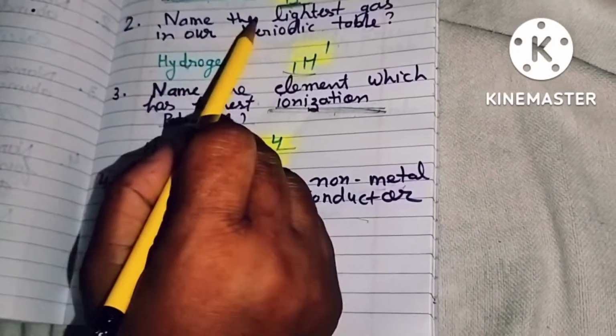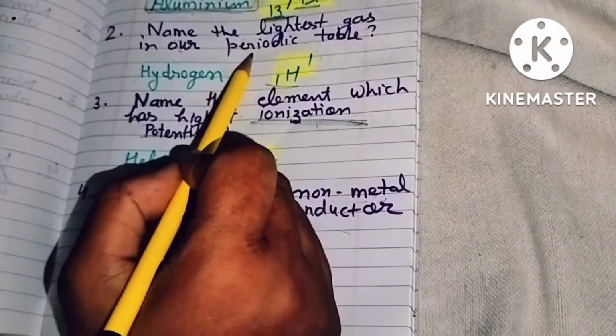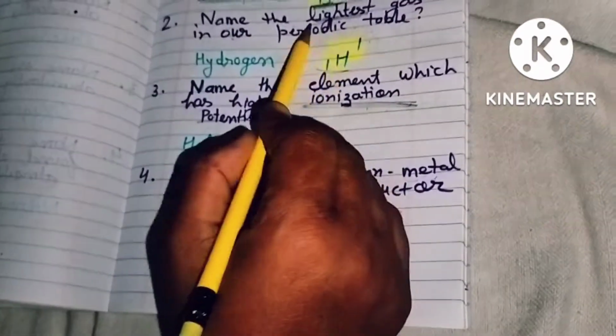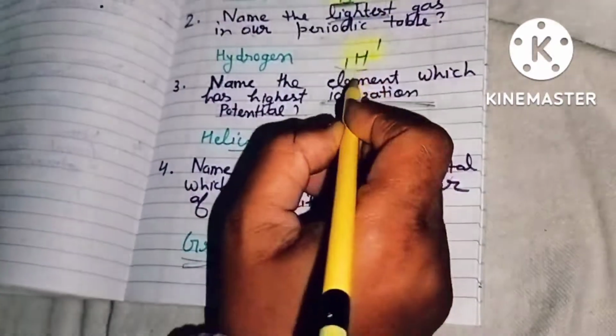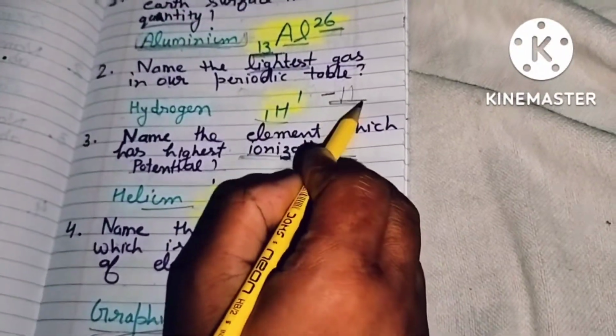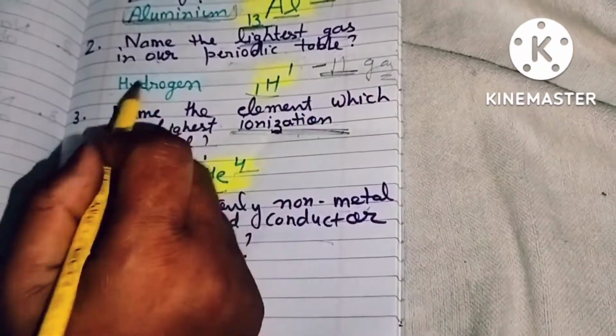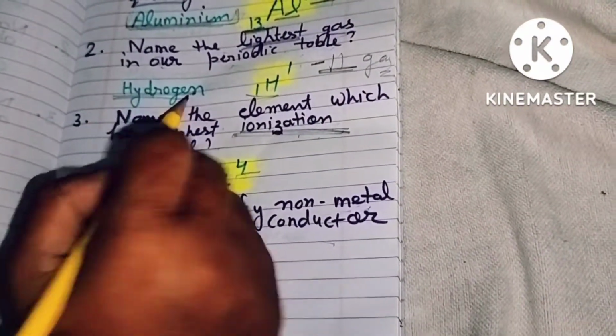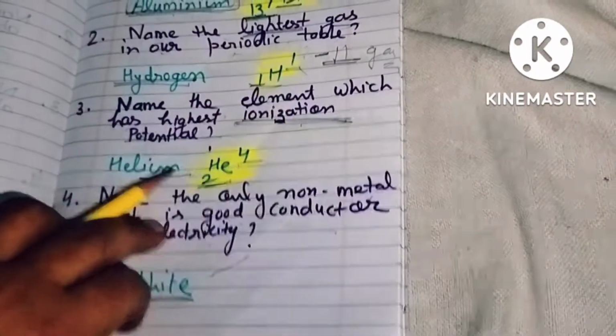Next, name the lightest gas in the periodic table. There are 11 gases present in the periodic table, among which the lightest gas is hydrogen, atomic number 1, mass 1.